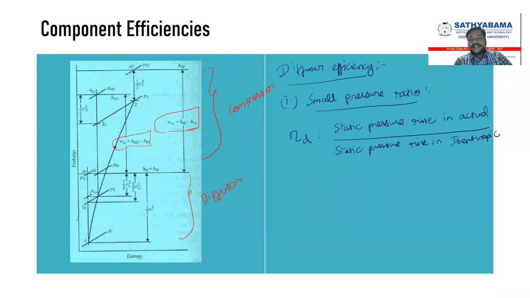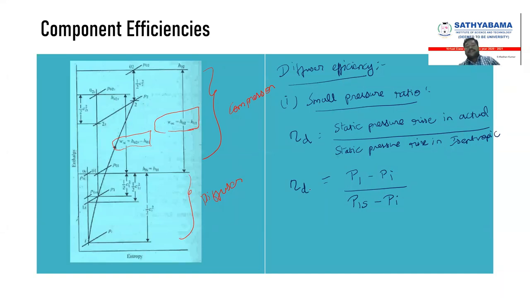What will be the static pressure rise in the actual case? It is very simple: we can write it as P1 minus Pi. So this is your actual case. And what is your static pressure rise in the isentropic case? It is nothing but P1s minus Pi. So this will be the static pressure rise in the isentropic case. So this is the efficiency of the diffuser.